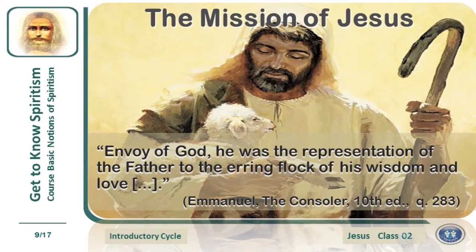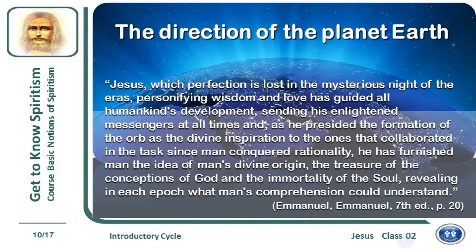The mission of Jesus. Emmanuel, in the book The Consoler, says: envoy of God, he was the representation of the Father to the erring flock of his wisdom and love. And here we have Emmanuel, in the book Emmanuel, telling us about the direction of the planet Earth. And for us, this is so important. Why? Because sometimes we turn on the television and we don't know what to think if we don't have this knowledge that Spiritism brings to us, that we are in a car with a driver that knows where he's going. This is important. The direction of the planet Earth.